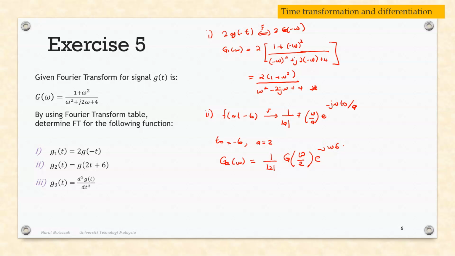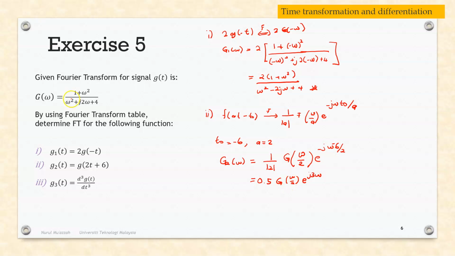divided by 2. Sorry, t0 here is negative 6. Okay, divided by 2. So for this omega, you don't have to change it to omega over 2, only whatever is in the bracket here. Okay, and then you solve for this. This one is 0.5 G(omega divided by 2) exponent j3 omega.